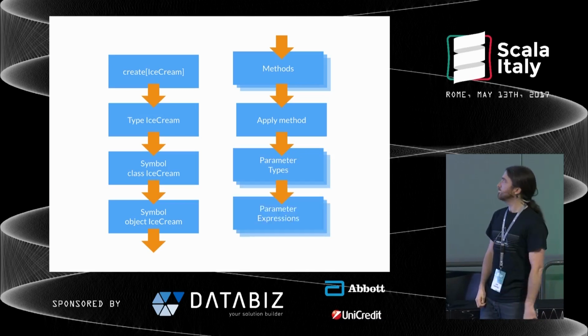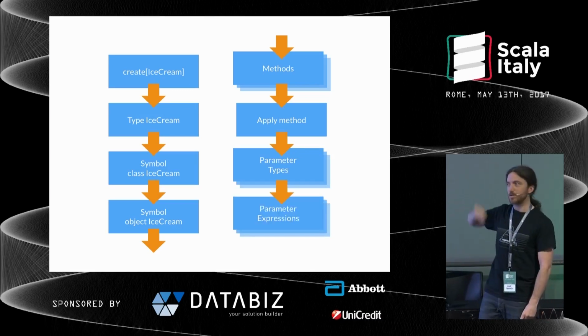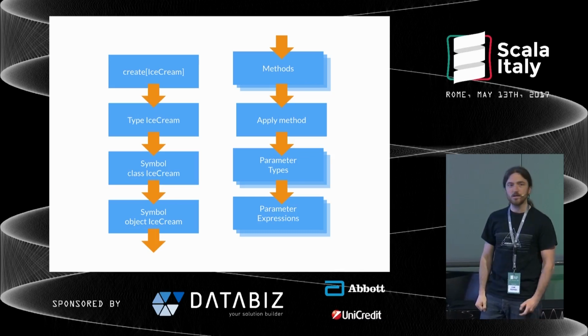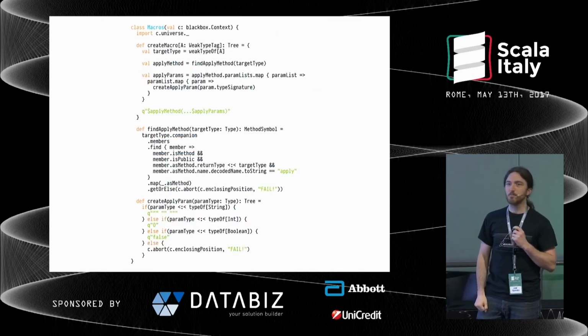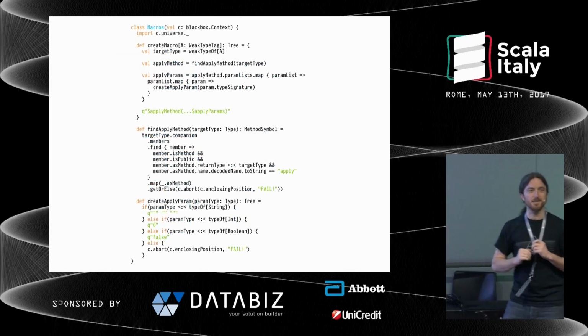and then we generate default values for those parameters. This is how our macro can work. Okay? This is the code for that macro. I said I wasn't going to go into detail, but it's all there.